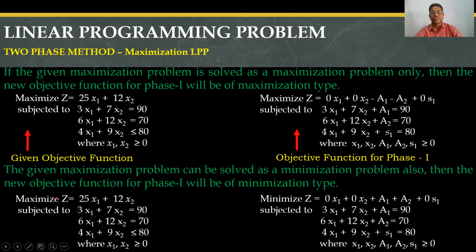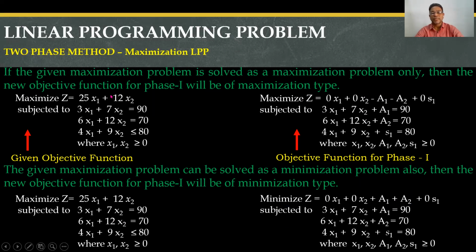We have changed the objective function from 25x1 plus 12x2 to 0, 0, x1, x2 and only a1, a2. So a maximization problem solved as a minimization problem, so plus a1, plus a2. A maximization problem solved as a maximization problem, so minus a1 minus a2. This is very important, very much important. Maximization problem, you change this to minus. Minimization problem, change it to plus.